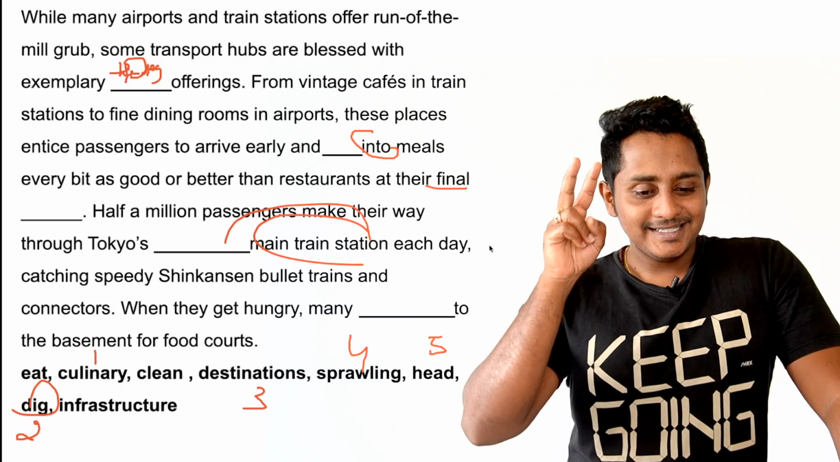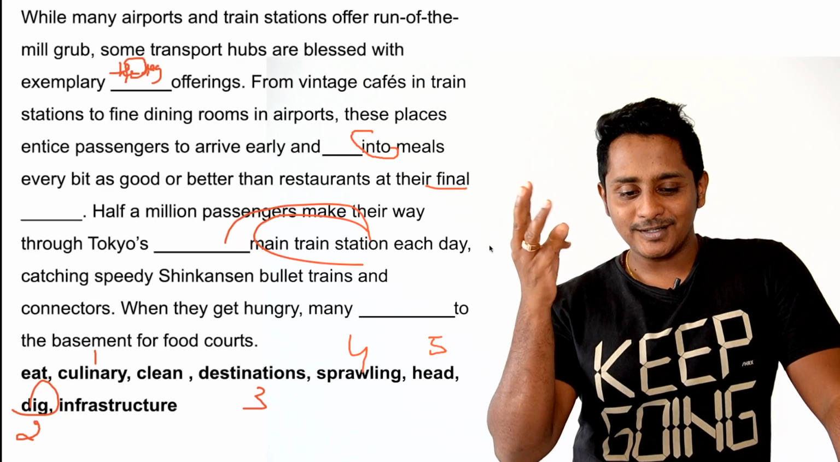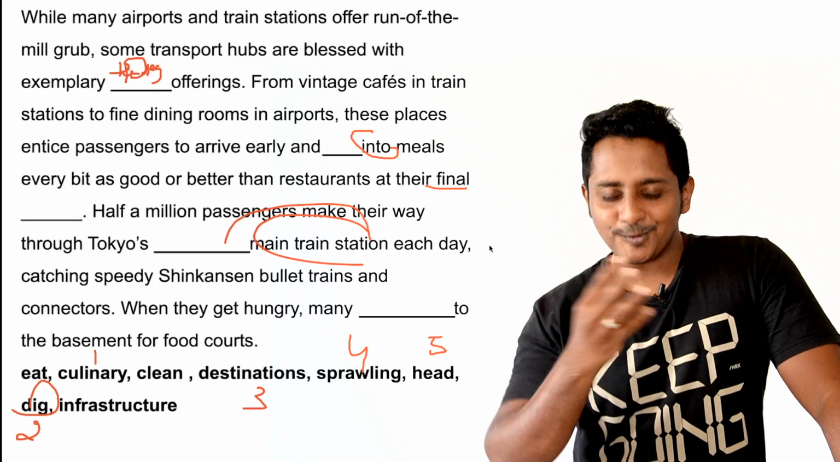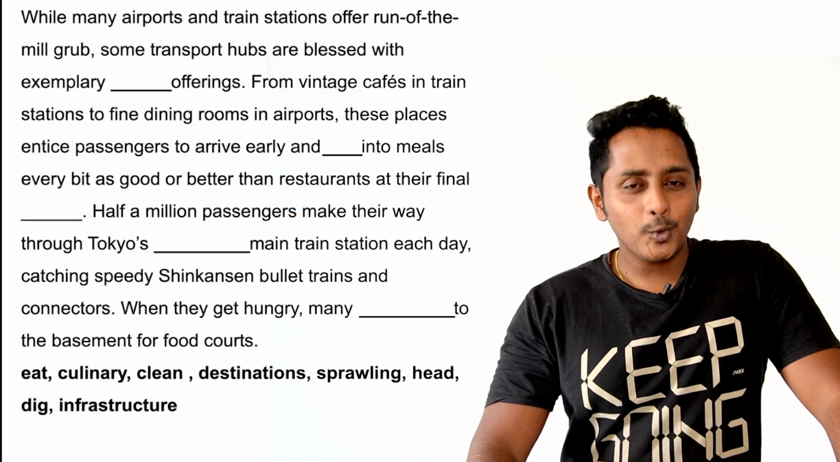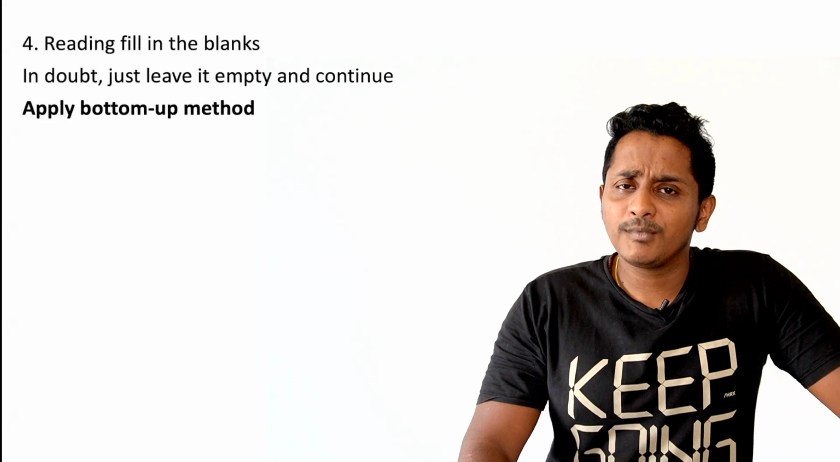First is culinary, second is dig into, third is final destination, fourth is sprawling metro station, fifth is head to. That's the shortcut number 3. Quickly move on to shortcut number 4.